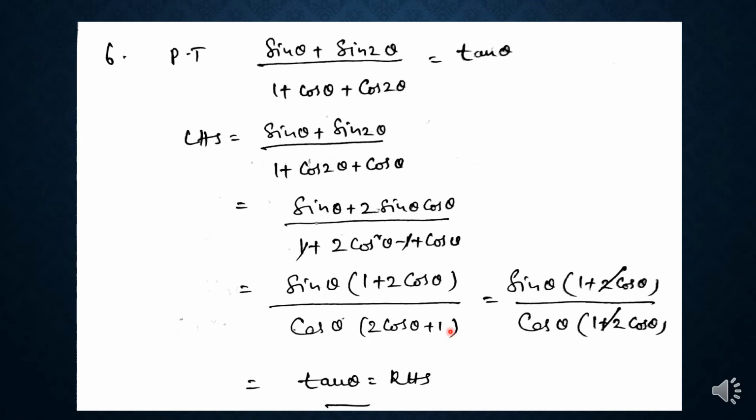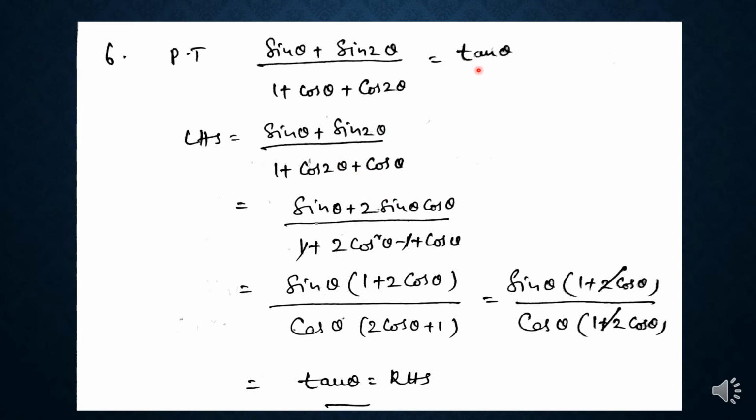Here, sin theta plus sin 2 theta. So what is sin 2 theta? Sin 2 theta can be written as 2 sin theta into cos theta. So in the denominator, we can see 1 plus cos 2 theta plus cos theta. Here also we can substitute the formula for cos 2 theta. So we have 4 to 5 formulas for cos 2 theta. We have to choose the correct one which is suitable for this problem.